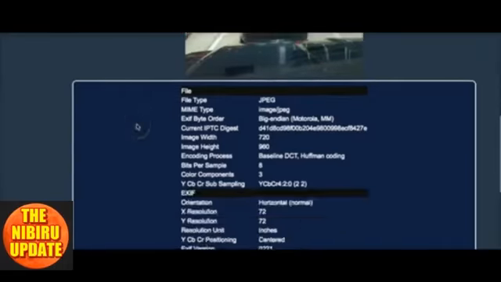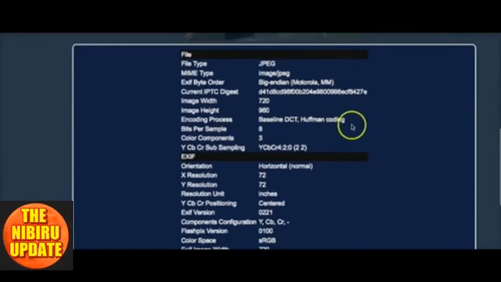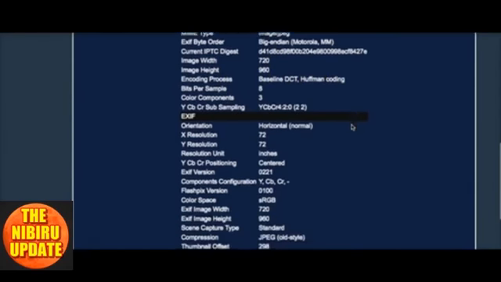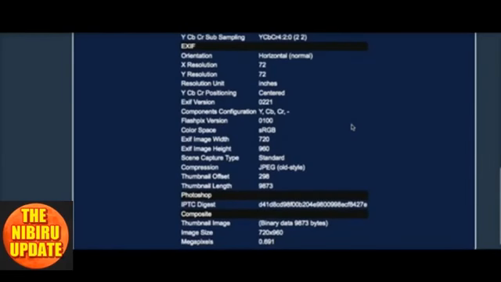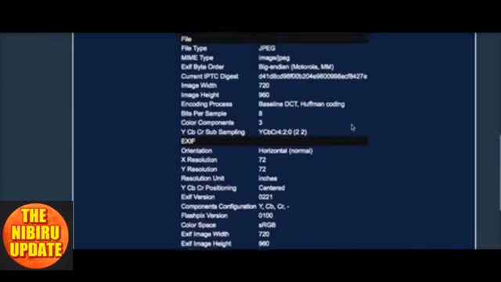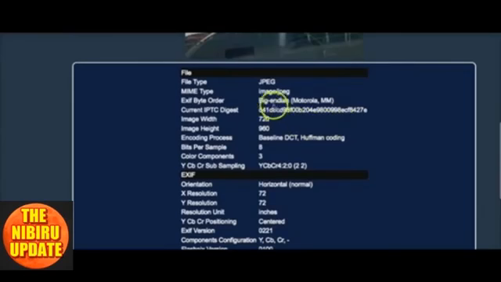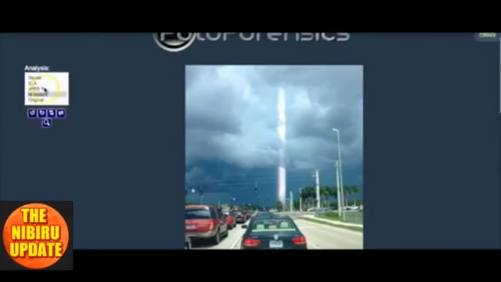Metadata. This is crazy. JPEG image. It was taken from a Motorola phone. 72960 Huffman coding. Scroll through it more. Megapixels 0.691. Old style JPEG standard. Last time we did this, instead of saying that it was a JPEG, it said it was a Photoshop image. Okay, going through the error level here.